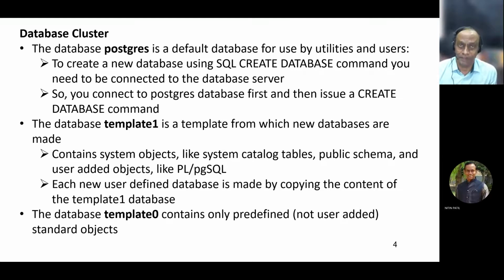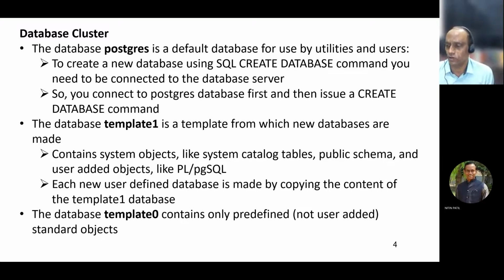Now the template1 database is a template: when you create a database, you have to add objects there, for example schemas, functions, relations, views, whatever the database objects are. Those are permitted to be created through template1 as a template. There is a third default database, template0, which only contains predefined, standard objects. Now let us see this through a practical demonstration.